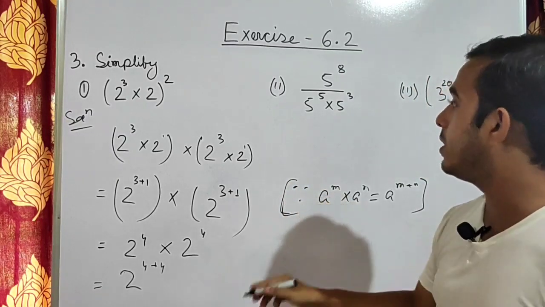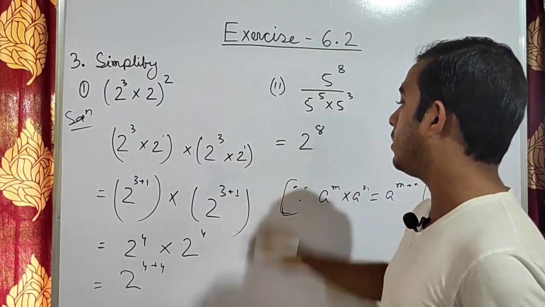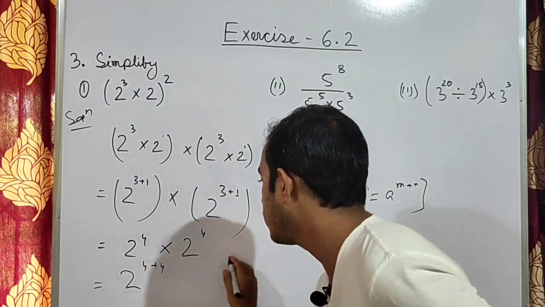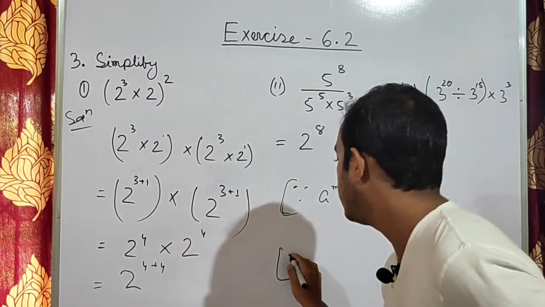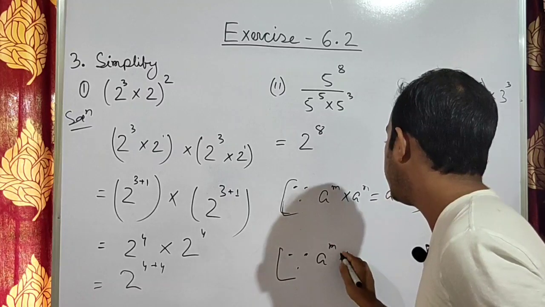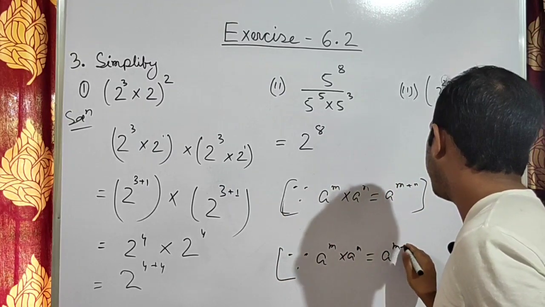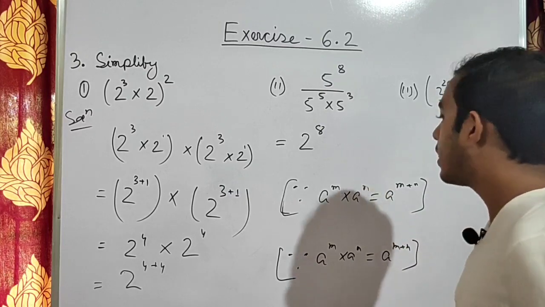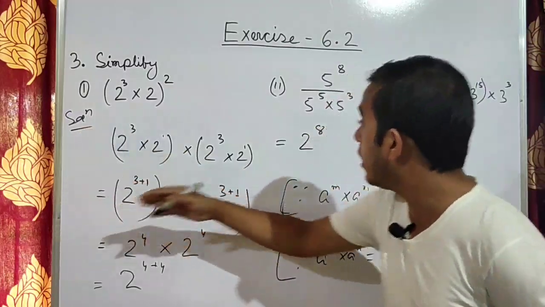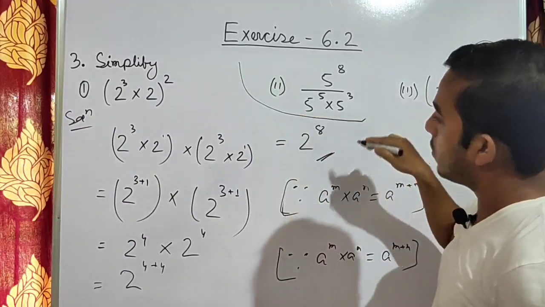4 plus 4 is how much? 8. So we will write here 2 to the power 8. Clear? In that case also we will write same thing, since a to the power m into a to the power n equals a to the power m plus n. Up to this clear? We have started from this and ended here. Okay, this is our second question.